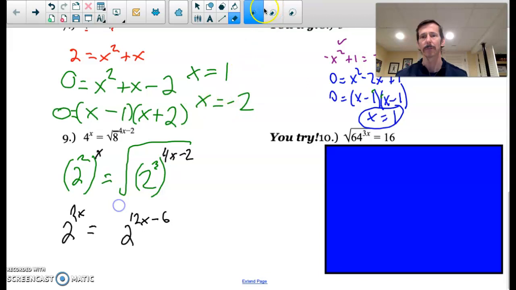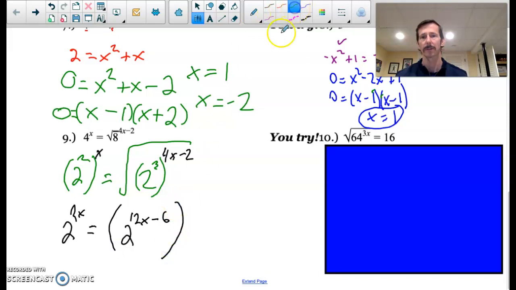But a square root is the same as a power of 1/2. So I'm going to rewrite that square root as a power of 1/2. And now this power can be raised to this power. So the left side is 2 to the 2x equals, and this 1/2 gets multiplied by 12x minus 6. The same thing we did here. Power to a power, I multiply. So 12x minus 6 times 1/2, I have to take half of both of those. So I'm going to get 6x minus 3.